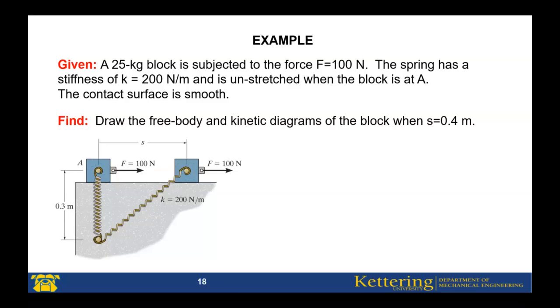And the spring stiffness is 200 newtons per meter. If the block is moving from position A to position B, it moves by 0.4 meters, and this spring will be extended. I want to draw the free body diagram and also the kinetic diagram for this example. I will give you 2 minutes to draw the forces that apply to this block. Find the forces.